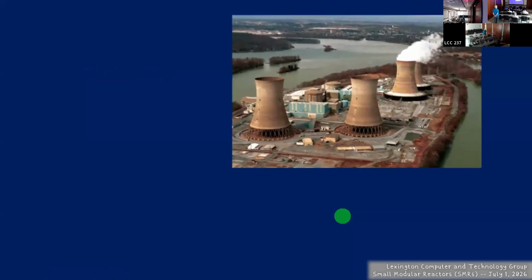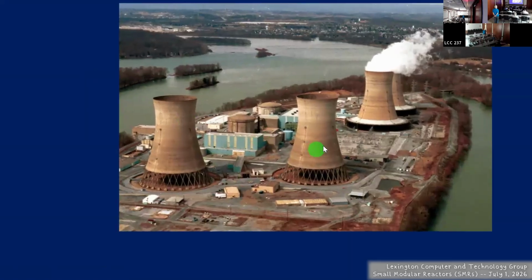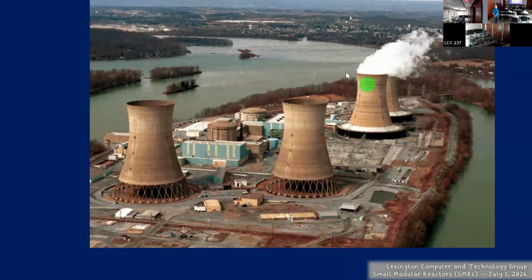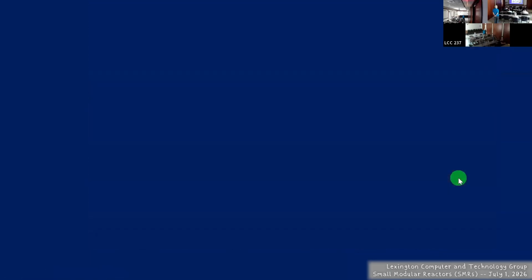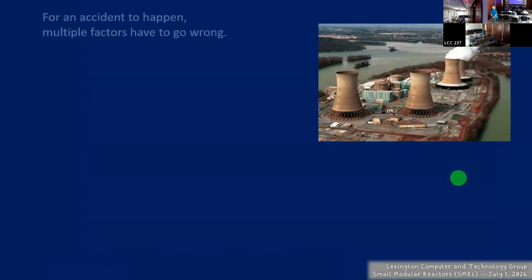There's a Ken Burns effect here. These are the water towers here. I'm not quite sure where the reactors are in all this. These are the water towers on the Susquehanna River. So what happened here? Here's the reactor. Now, the principle is that for an accident to happen, multiple factors have to go wrong.